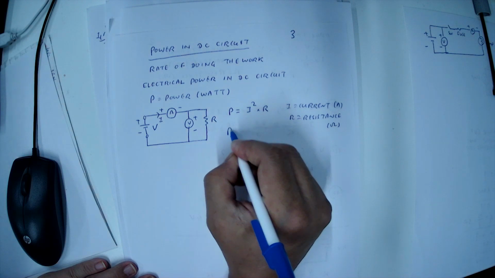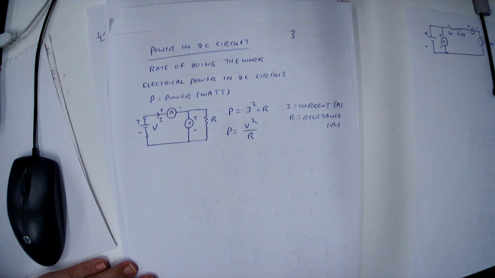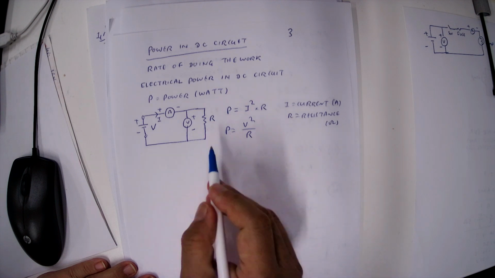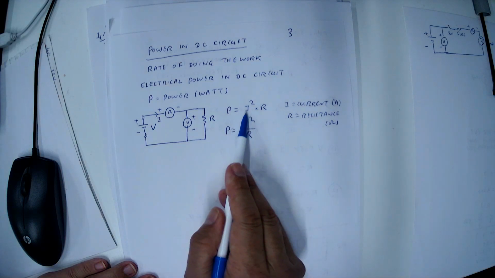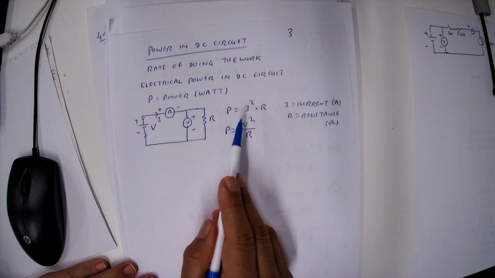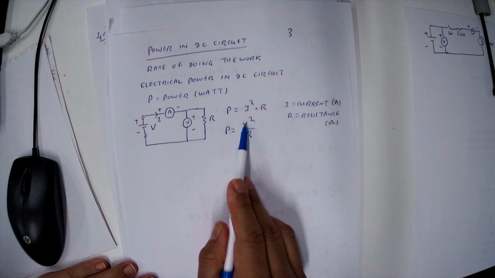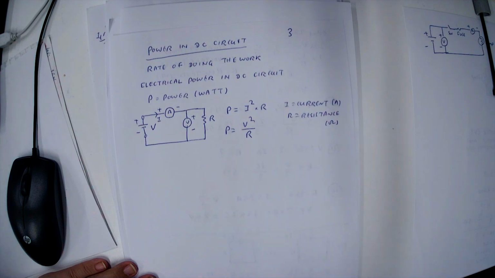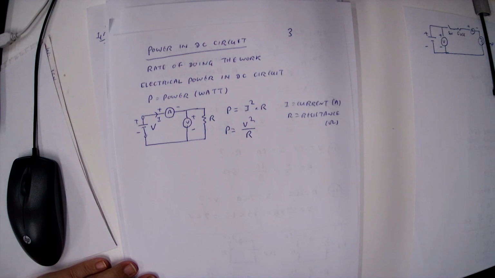Similarly, power can be calculated. P equal to voltage square divided by resistance. If you know the voltage and resistance, then you can calculate power. So power can be calculated by two ways. One is if you know the current and resistance: P equal to I square multiply R. Similarly, if you know the voltage and resistance, P equal to V square divided by R. So these are the ways how we calculate the power.